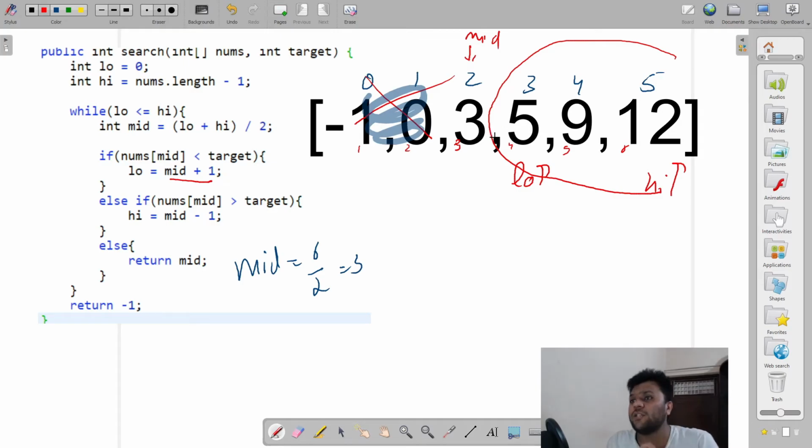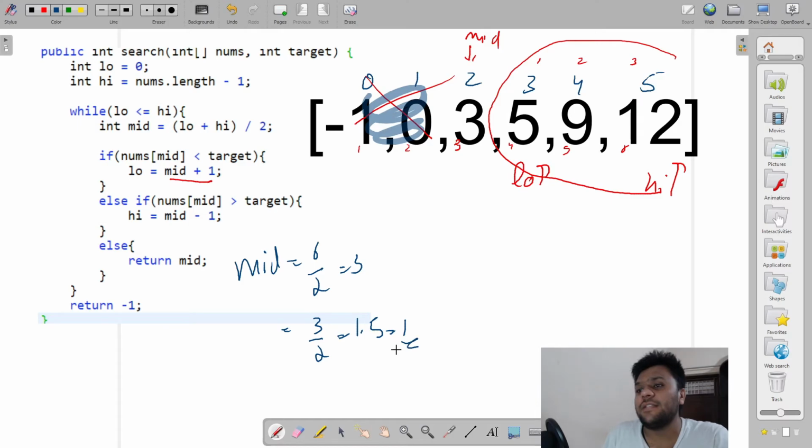So now my next job is to calculate their mid again. So I will again point them: 1, 2, 3. Okay, so there are 3. So their mid will be 3 by 2, which will be 1.5. In integer we take it as 1. Okay, so my mid will come over here. So I'll just move my mid. My mid is now over here.